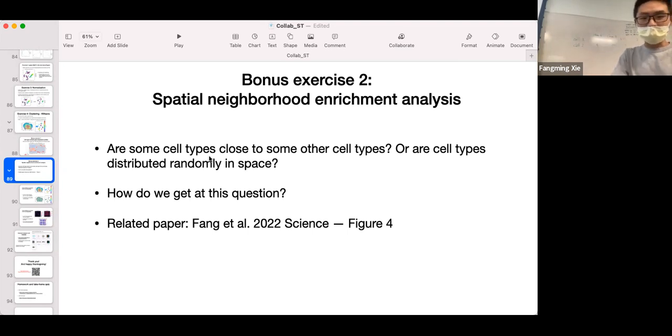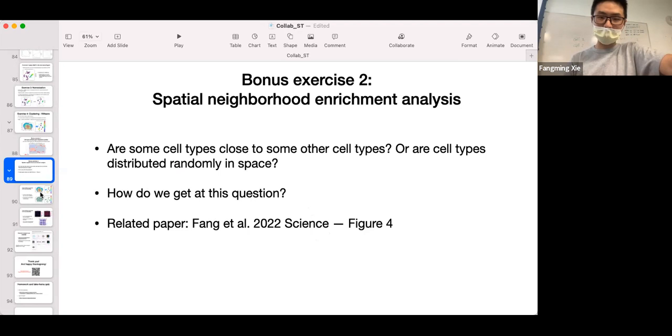So one question is, are some cell types close to some other cell types in physical space? Or are they enriched in local proximity in any ways? So one example of this is a recent paper, Fang et al. 2022, Science, figure 4, if you want to check it out.